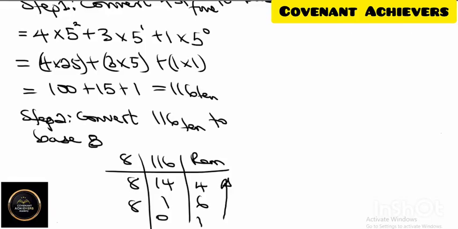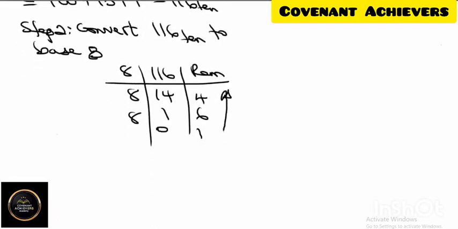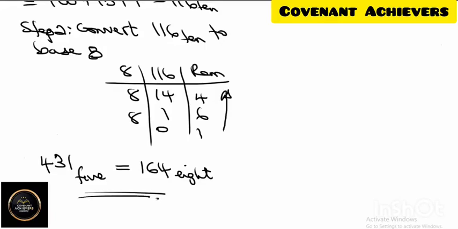So you can see that from here the number that you are given, 431 base 5, will be equal to 164 base 8. 164 base 8. And that's how we solve the question, as you can see.